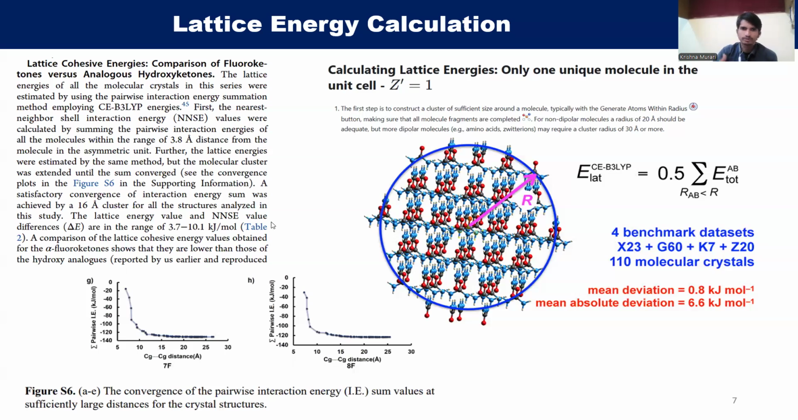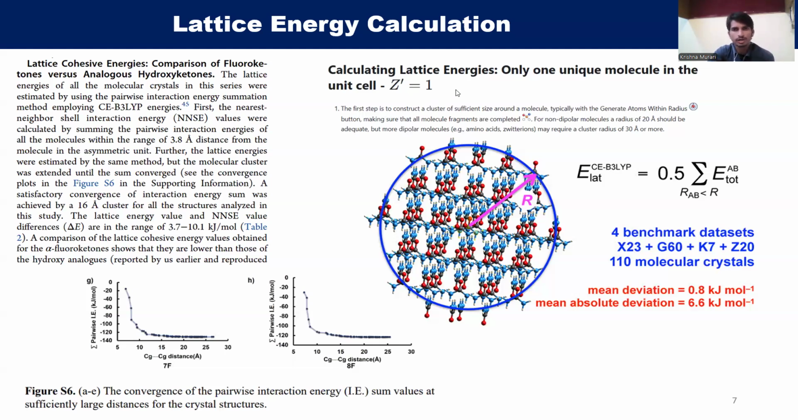First, we generate atoms within the cluster radius of 3.8 angstrom from the central molecule. Then we calculate the pairwise interaction energy, and then we sum it up, and after that we get the nearest neighbor cell interaction energy. In the same way, as it is also written here, lattice energies are estimated by the same method, but the molecular cluster was extended until the sum converged.